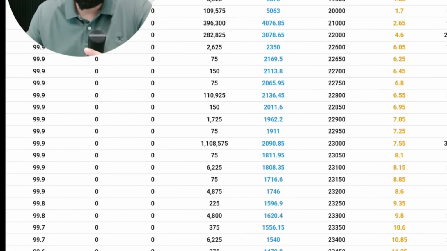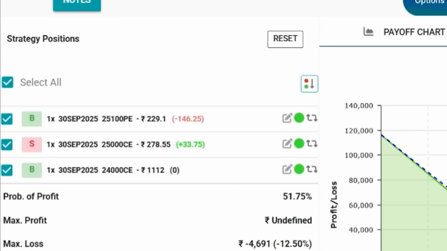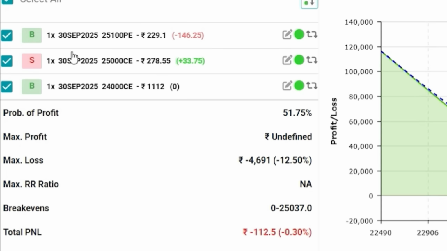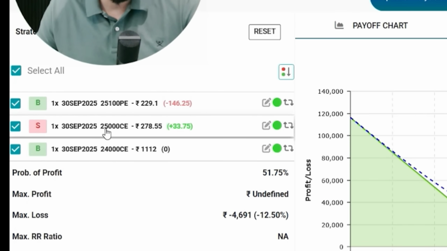Let's just see how this looks. Let me show you how this is. So this is how it is. First, we went long an at the money put, very easy. Then we went a little in the money and we shorted a call option, right? Very different.